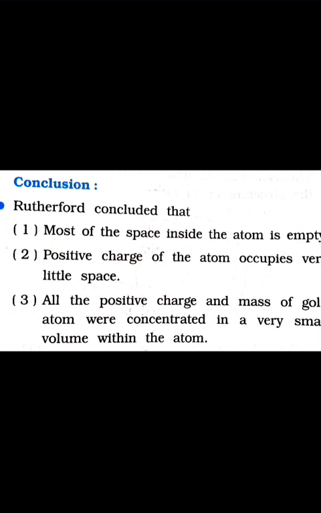The first conclusion was this: most of the space inside the atom is empty. How did he make this conclusion? From the experiment he observed that most of the alpha particles passed through the gold foil without getting deflected. As they passed straight without any deflection, he concluded that most of the space inside the atom is empty. That's why they passed straight.